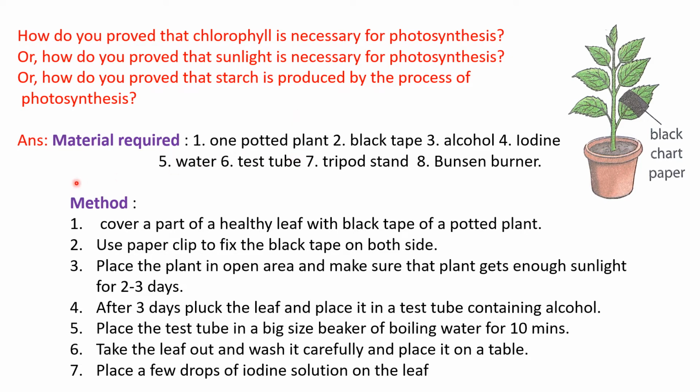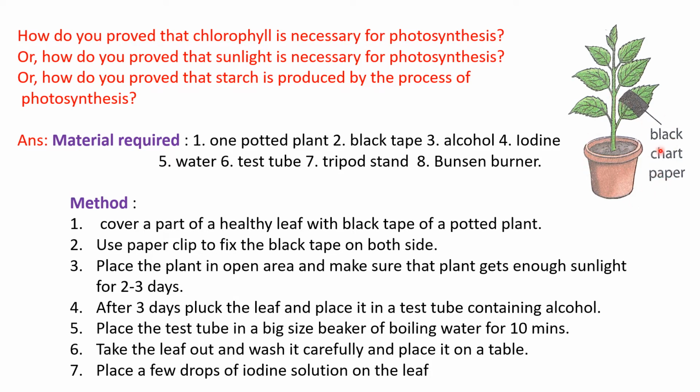What are the raw materials we need for this experiment? That is one potted plant. This is the potted plant, in this picture you can see. Black tape, we need the black tape. Then alcohol, then iodine solution, then water, test tube, tripod stand and Bunsen burner. So see, this is a green potted plant. First you take a healthy green potted plant.